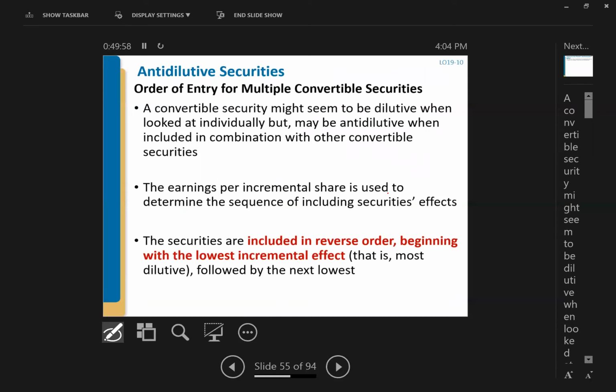Cool. Order of entry for multiple convertible securities. All right, so the deal is, what if you have all of these things? What should be converted first? A convertible security might seem to be dilutive when looked at individually, but may be anti-dilutive when combined with other convertible securities. Earnings per share incremental shares is used to determine the sequence of issuing security effects. The securities are included in reverse order, beginning with the lowest incremental effect, that is the most dilutive, followed by the next dilutive. So you basically have to look at each one individually, and then pick the one that's most dilutive, apply that, then the next dilutive, and so on.